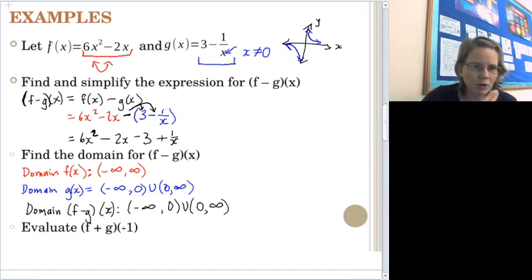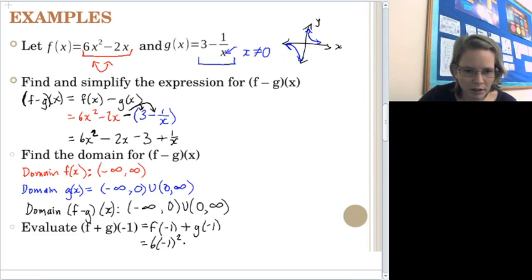All right, one more example on this page before we go on to the next page. And this one says, evaluate f plus g of negative 1. So this time, instead of just thinking in terms of x, we're going to do it with an actual number involved. So thinking about this kind of notation, f plus g of negative 1 would be f of negative 1 plus g of negative 1. Well, f of negative 1, plug a negative 1 in here. So that's 6 times negative 1 squared minus 2 times negative 1. There's f of negative 1.